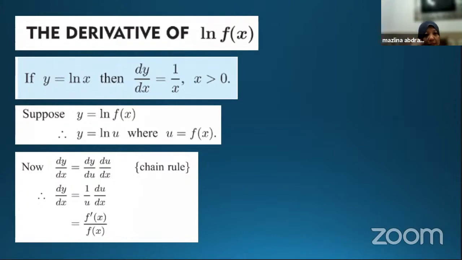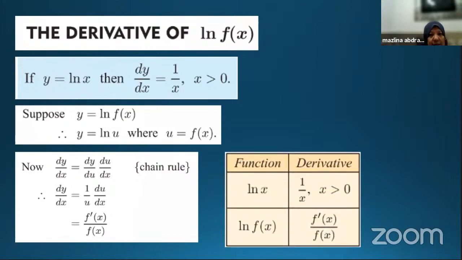Okay, so again, we are using the chain rule here. So it is actually f prime x over f x. Okay, let's see the example later. That's why ln x is 1 over x. So for ln f(x), the derivative is f prime x over f x. We differentiate the function again. If we have ln 2x, we will get 1 over 2x times 2. We differentiate the function. Understand?